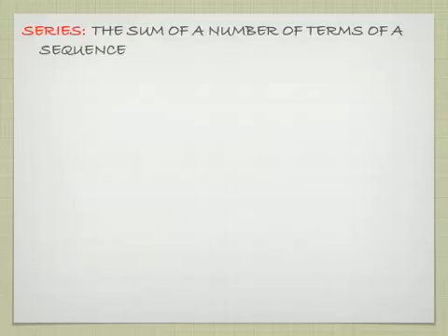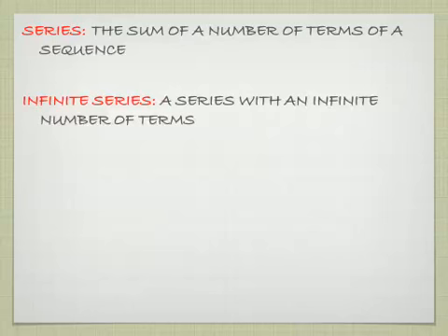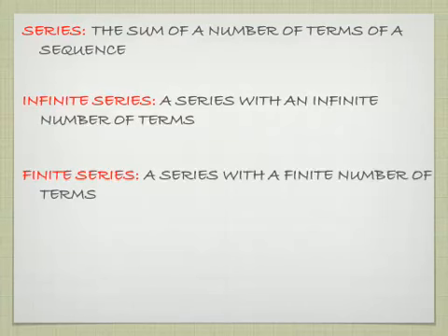There are a couple of different types of series. There's an infinite series. An infinite series just means that there's an infinite number of terms that we're going to be adding together. There's a finite series, which means that we're going to have a series with a finite number of terms. So we might just add the first 12 terms, or in the case of the warm-up, the first 100 and the first 101 terms.